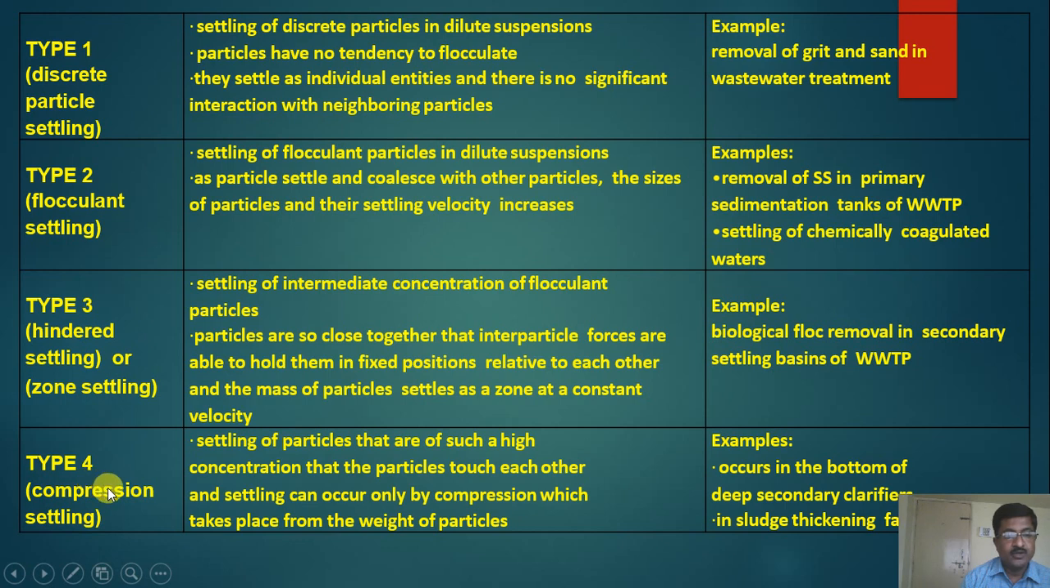Then type 4, compression settling. Settling of particles that are of such a high concentration that the particles touch each other, and settling can occur only by compression, which takes place from the weight of the particles. An example, you can see at the bottom of a deep secondary clarifier, in the sludge thickening process.